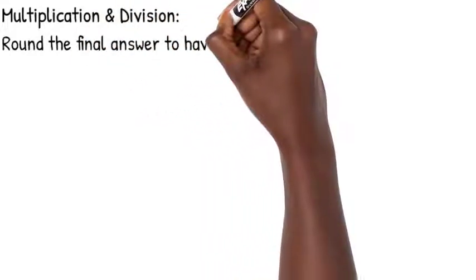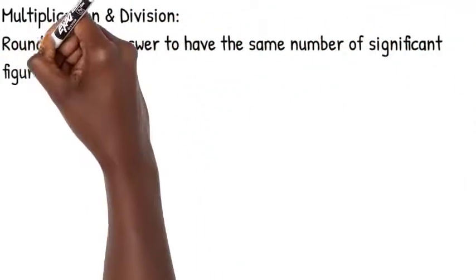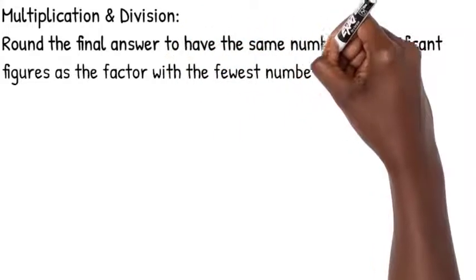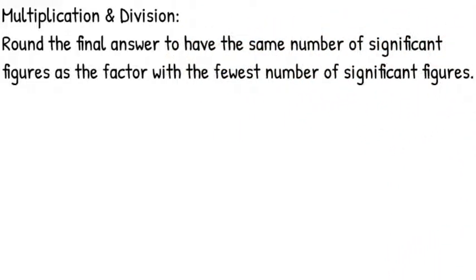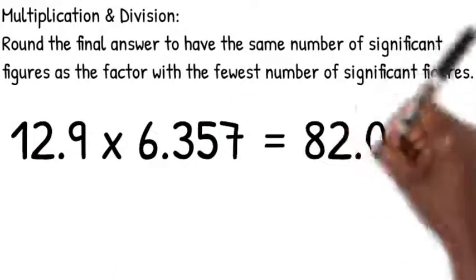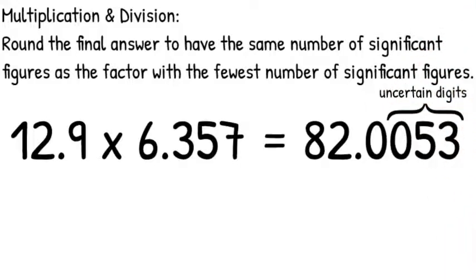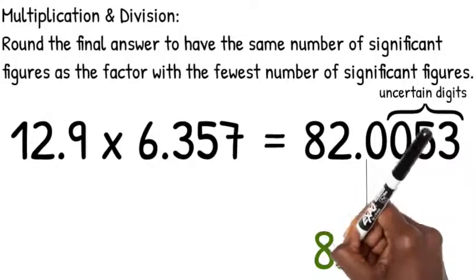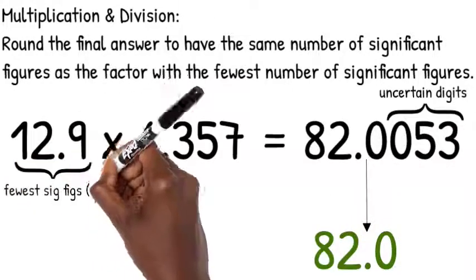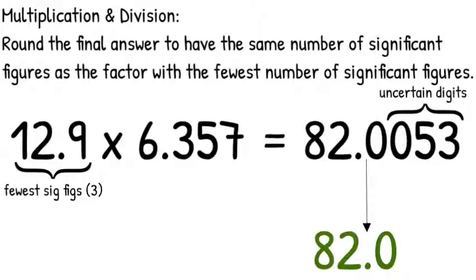Now that we know how to count the number of significant figures in any number, let's look at how they apply to mathematical operations. When multiplying or dividing two or more numbers, you should round the final answer to have the same number of significant figures as the factor with the fewest number of significant figures. Here's an example for clarification. 12.9 times 6.357 is 82.0053. This number rounds to 3 significant figures for a final answer of 82.0 because 12.9 has 3 significant figures, which is fewer than 4 in 6.357.